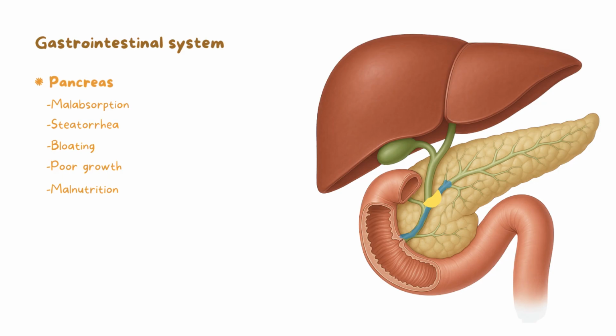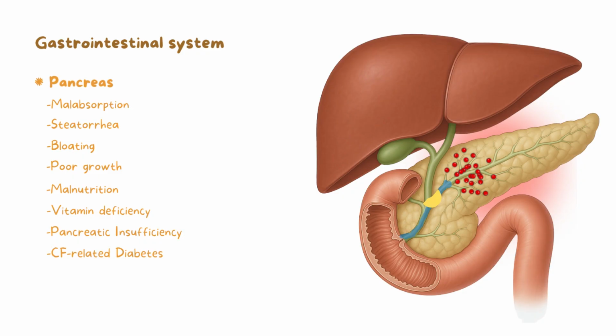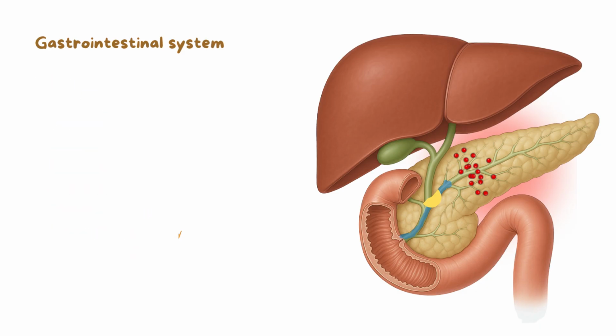Because fats in particular are poorly absorbed, deficiencies in fat-soluble vitamins can also occur. Over time, the trapped enzymes damage the pancreas itself, causing inflammation and scarring that progresses to pancreatic insufficiency. In many patients, this damage also affects the insulin-producing cells, resulting in CF-related diabetes.